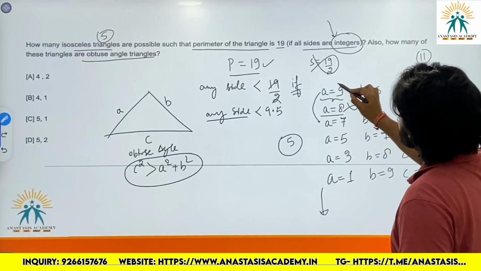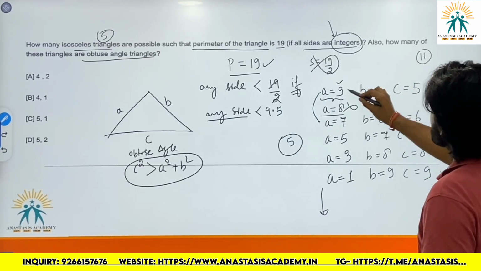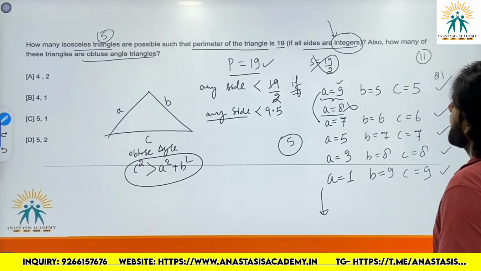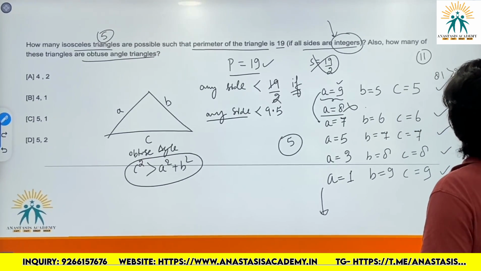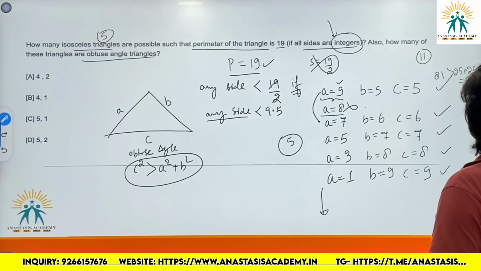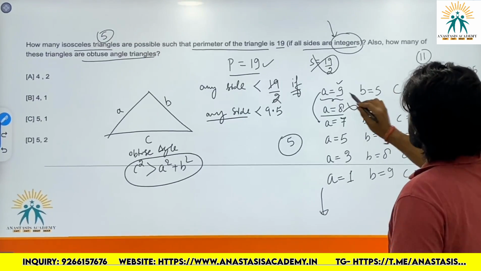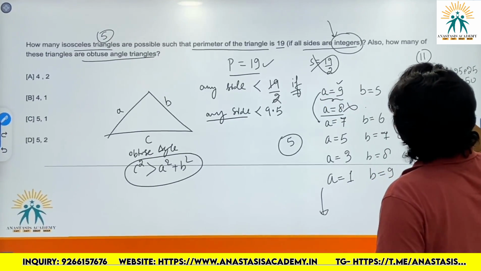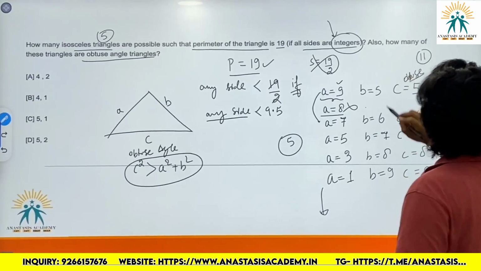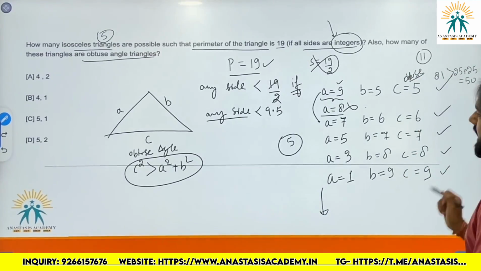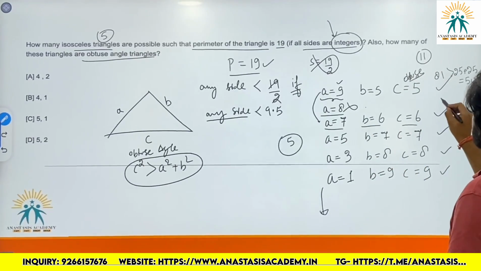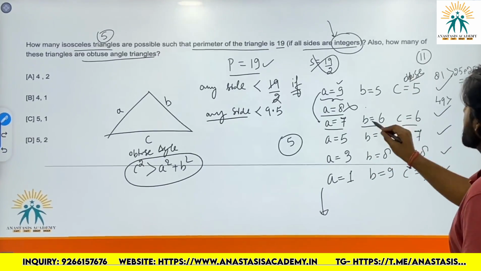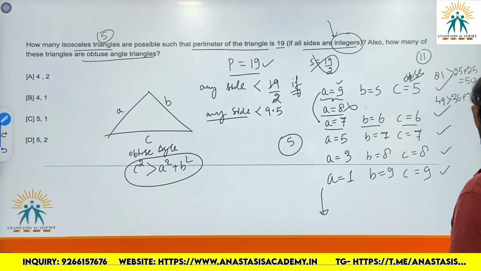So the longest side is A. The square of this side is 81. It must be greater than the sum of squares of these two sides, that is 25 plus 25, which is 50. So yes, this triangle would be obtuse, because it follows this relation. Next, when A is 7, B is 6, C is 6. 7 squared is 49. Is it greater than 36 plus 36? No. So this triangle is not obtuse.